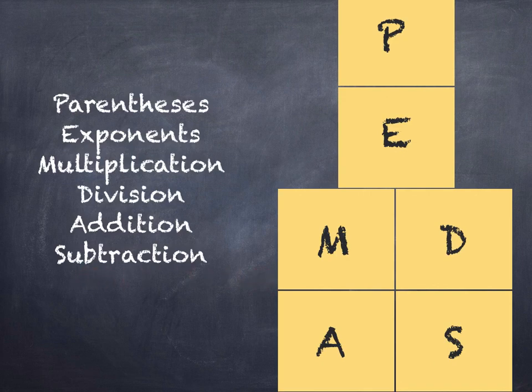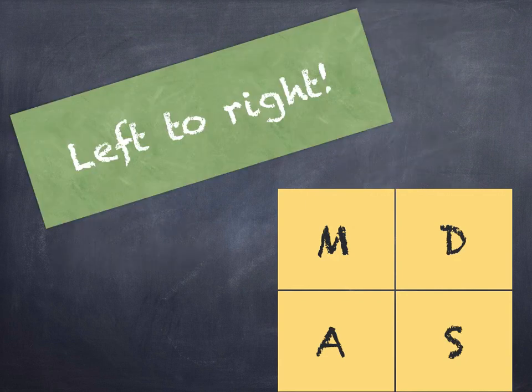It's really important to remember that the M and the D are next to each other and the A and the S are next to each other. And that is because after parentheses and exponents, multiplication and division, you move left to right. And the same with addition and subtraction.